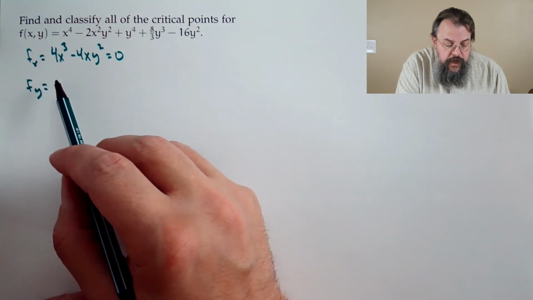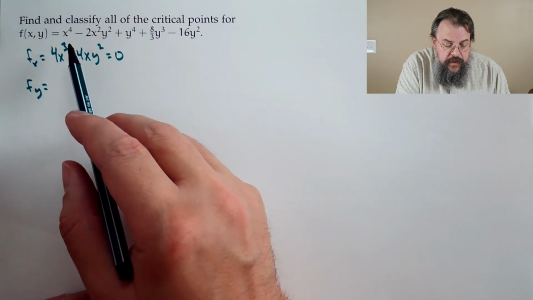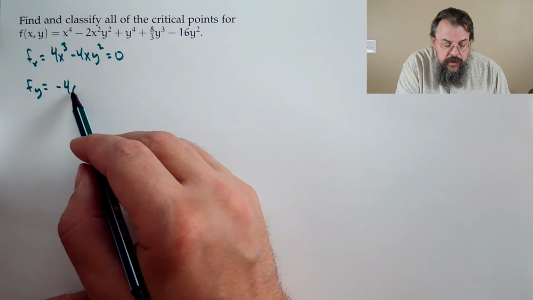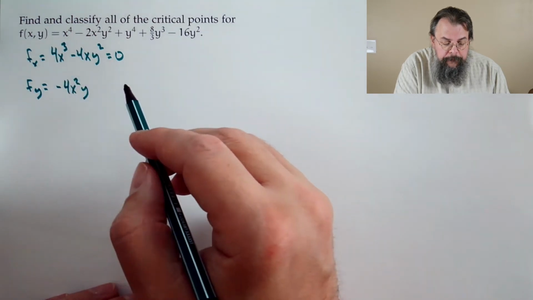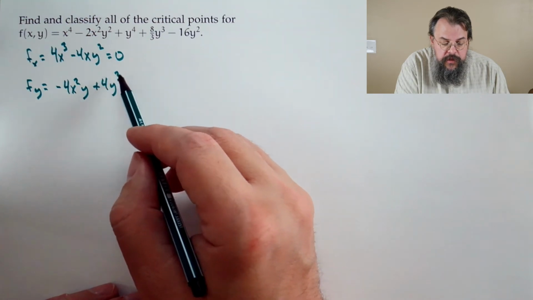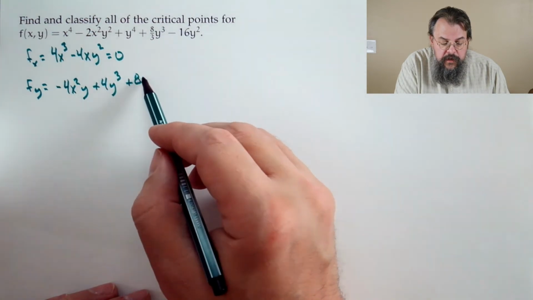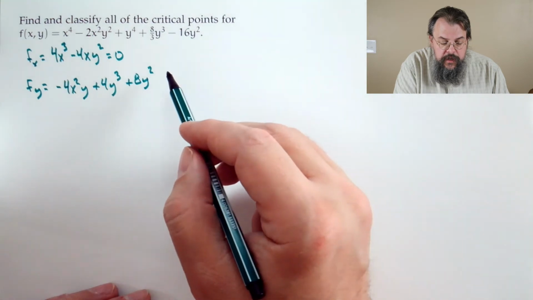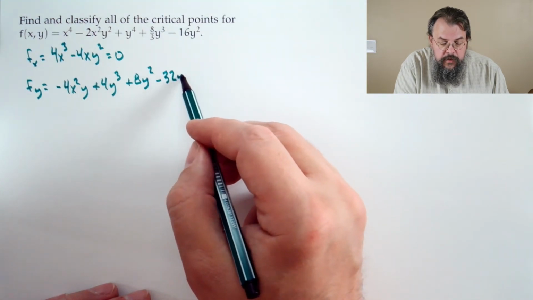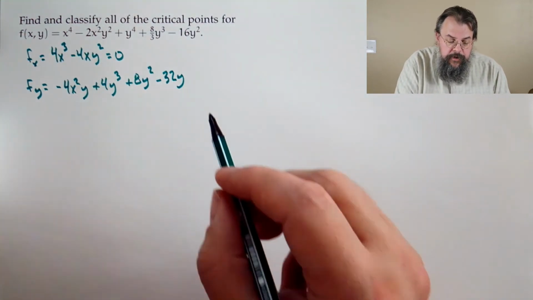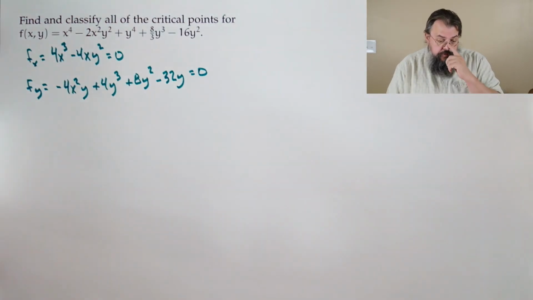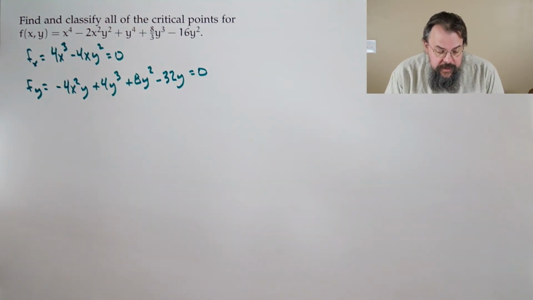How about f sub y? Well, what does that be? That goes away. We're going to get minus 4x squared y. Then we're going to get plus 4y cubed plus 8y squared. And then minus 32y. And we're going to set that equal to 0. All right, great. Well, interesting.